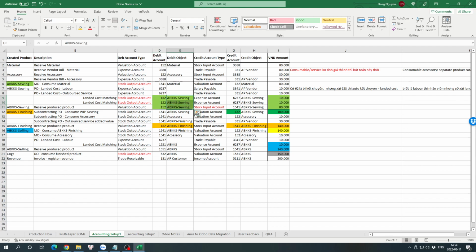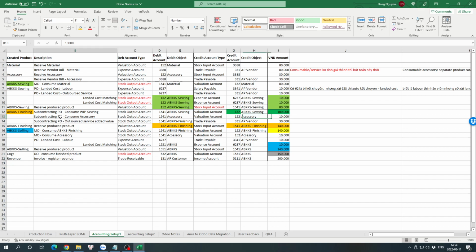And a similar story goes: you got 100,000 now, which is consumed in order to produce something else that is 140,000. This is a new output. In the next stage, you're producing something that's ready for finishing. You got 100,000 value from the previous step plus some accessory 10,000 and some service.